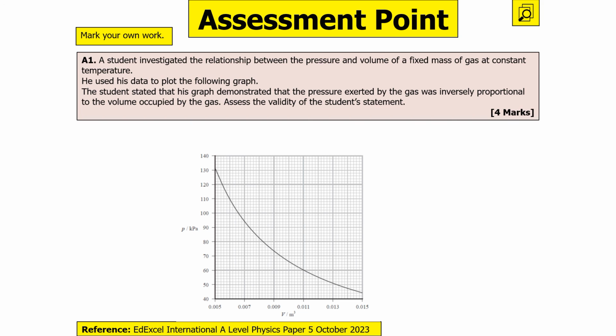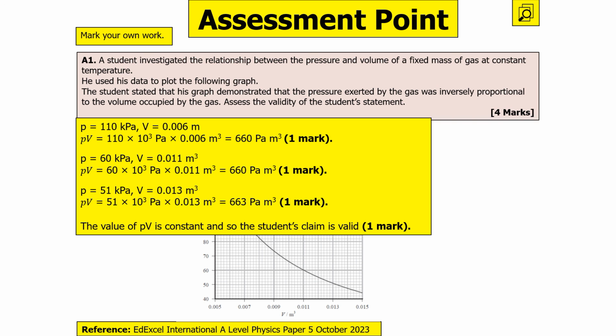Right, so if they are in fact inversely proportional, you should be multiplying the values of the y-axis and the x-axis, so find the points where they intersect the coordinates of the line, and then they should all equal the same value. So again, when p equals 110, v equals 0.006, so you can times together 660. Next, further down, when p equals 60, v equals 0.011, so therefore it's 660 again. And then when p equals 51, v equals 0.013, multiply them together, 663. So the product of the two numbers is constant, so therefore inverse proportionality is proven. Again, you should be doing at least 3 values to show that.